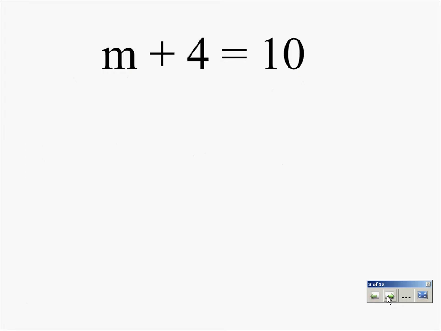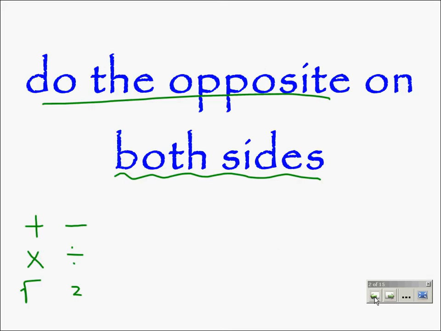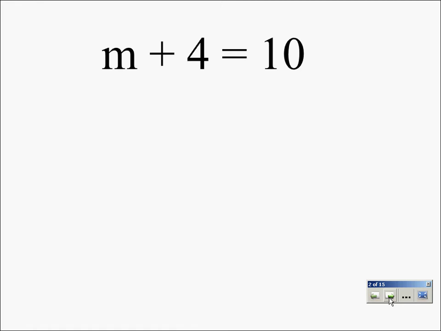m plus 4 equals 10. We know this is an equation because it has an equal sign, so I can solve it. The variable in this case is the m, or the symbol that I don't know. So in order to solve for that, I want to get the m by itself on this side of the equal sign. So I need to get rid of that 4. They're adding 4. Remember, the key was always to do the opposite on both sides.